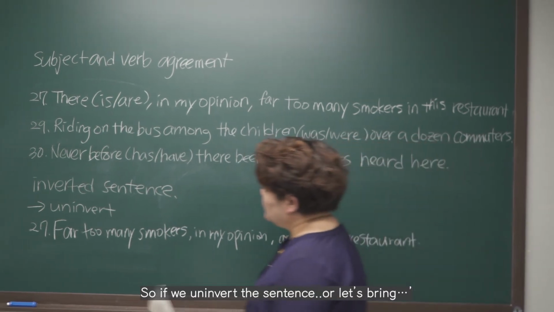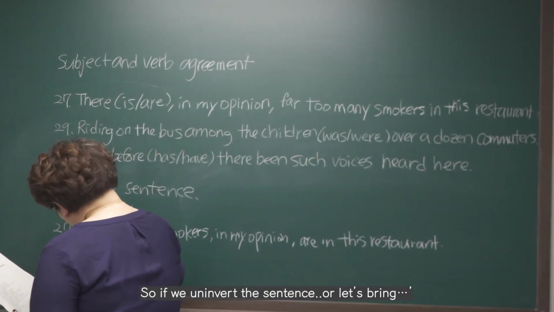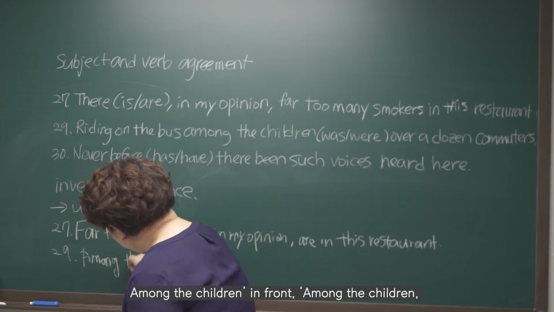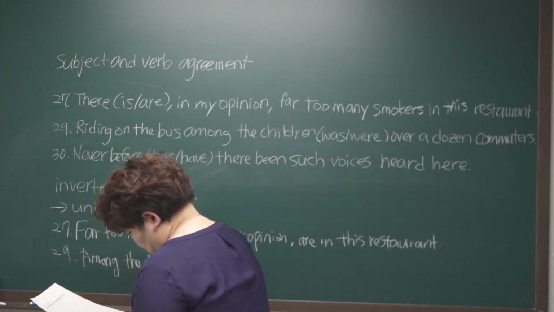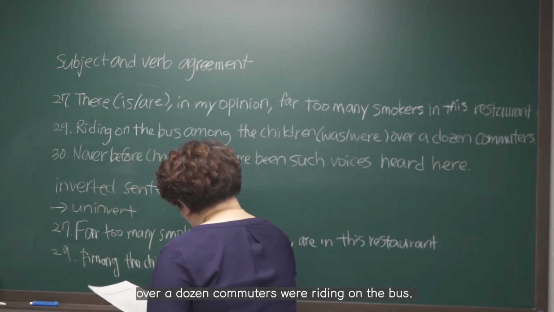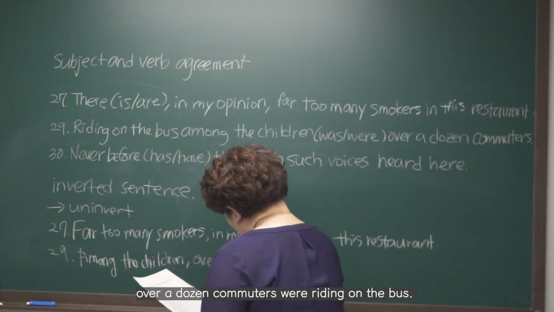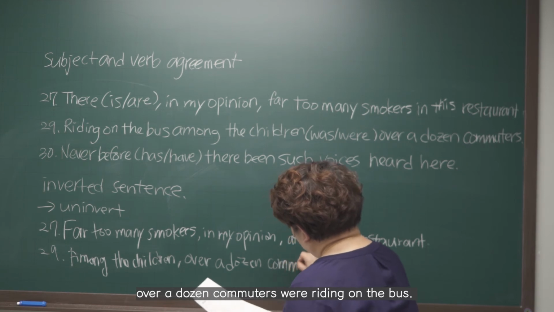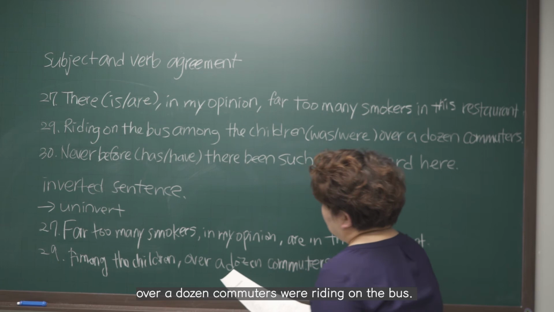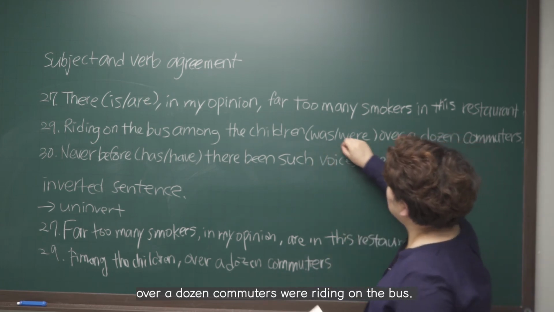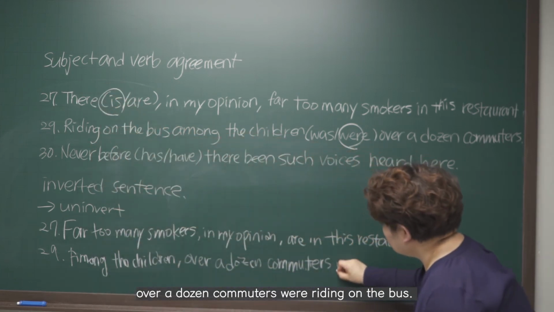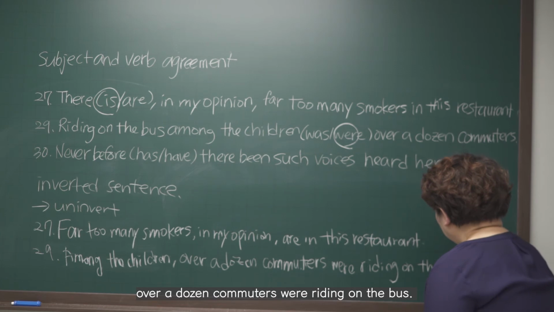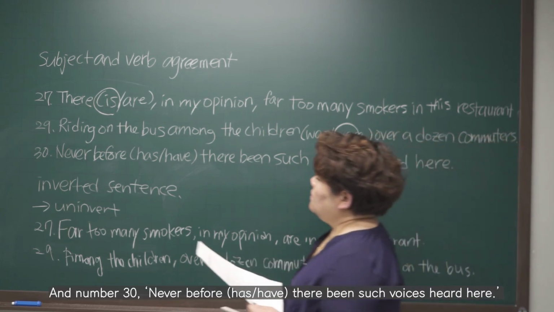So yeah, if we uninvert the sentence 29, let's bring among the children in front: among the children, over a dozen commuters were riding on the bus. Okay, and number 30.